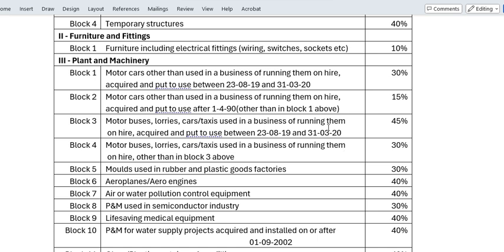Then motor buses, lorries, cars, taxis used in the business of running them on hire. If you are in the business of hiring buses, lorries, cars, taxis and all, then you will get 45% depreciation.